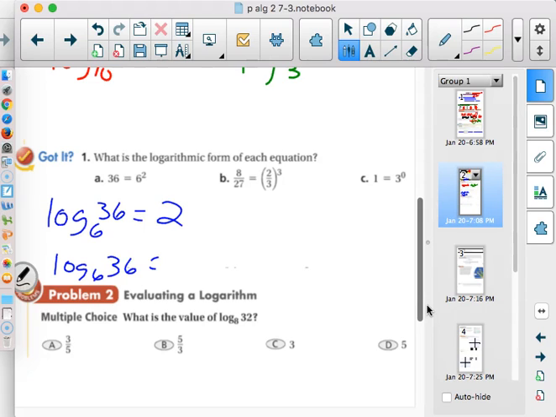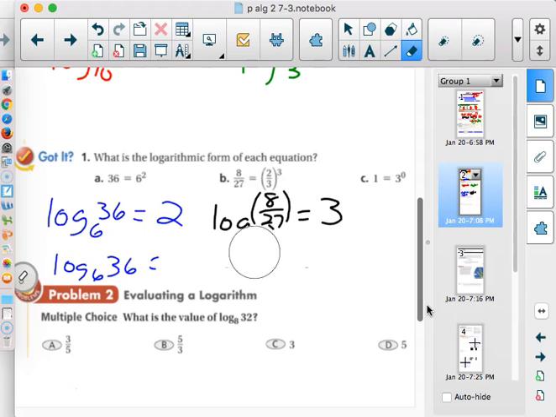8/27 equals 2/3 to the 3rd. Logarithm, what's the base? And that's okay because it's positive. So it doesn't really matter that it's a fraction. It's all right. On the other side of the equals, we'll need a 3 to get 8/27. That looks really awkward, like I'm squishing things here. Spread it out a little bit.